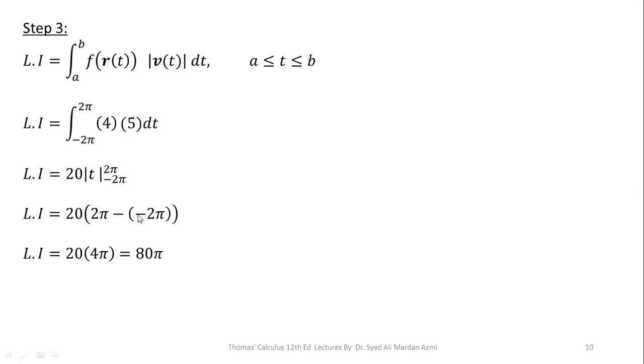Upper limit minus lower limit, we get 2 pi minus minus 2 pi, minus minus plus, we have 4 pi. So 20 into 4 pi is 80 pi. And this completes this question.